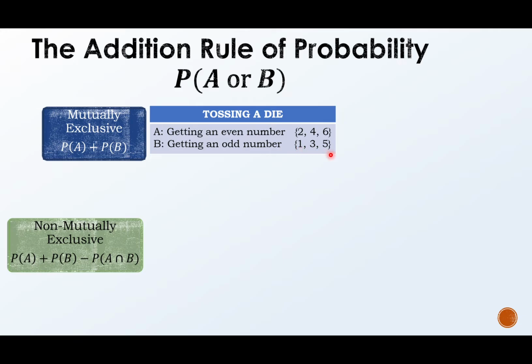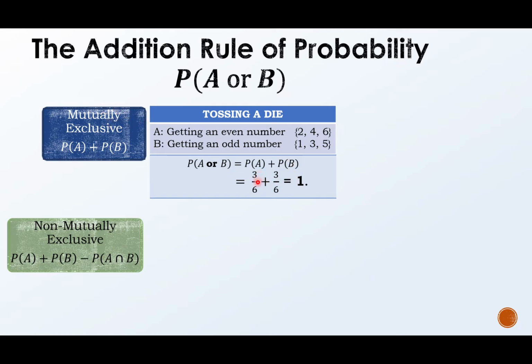If you are to be asked, ano ang probability that you will get an even number or an odd number whenever you toss a die? We follow this formula kasi these two are mutually exclusive. Tingnan mo yung laman ng event na to versus laman ng event na to. There are no common elements, no? So, mutually exclusive yan.